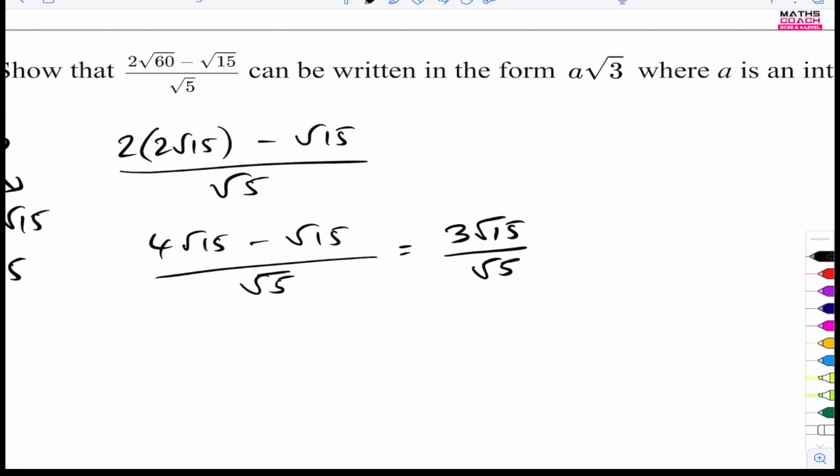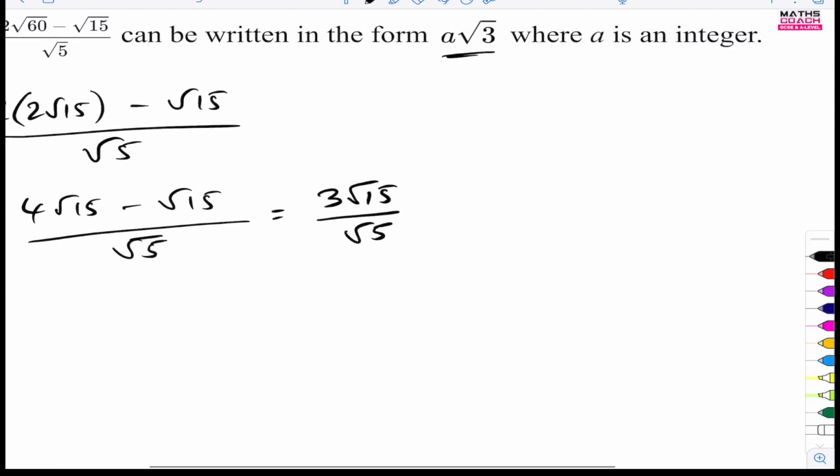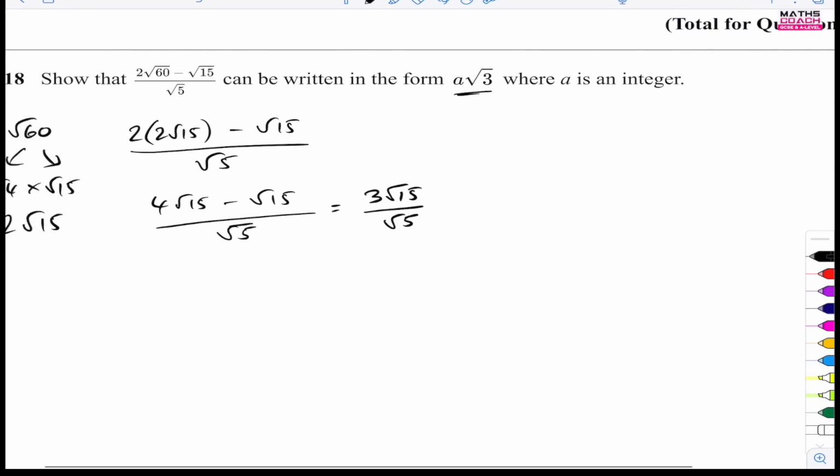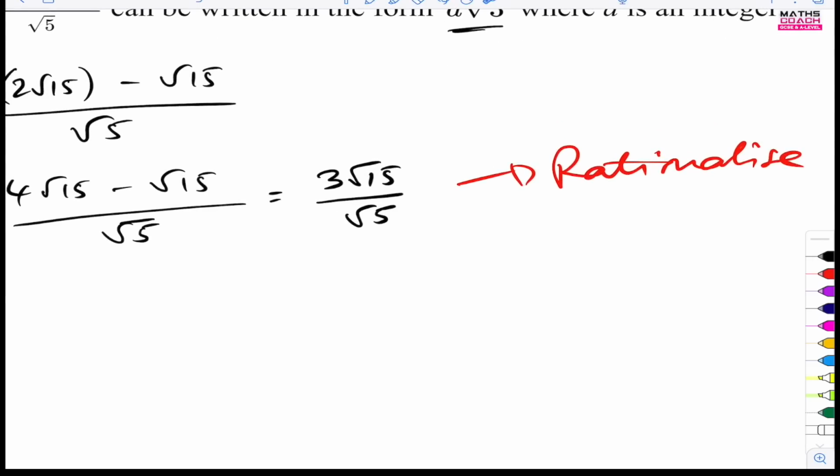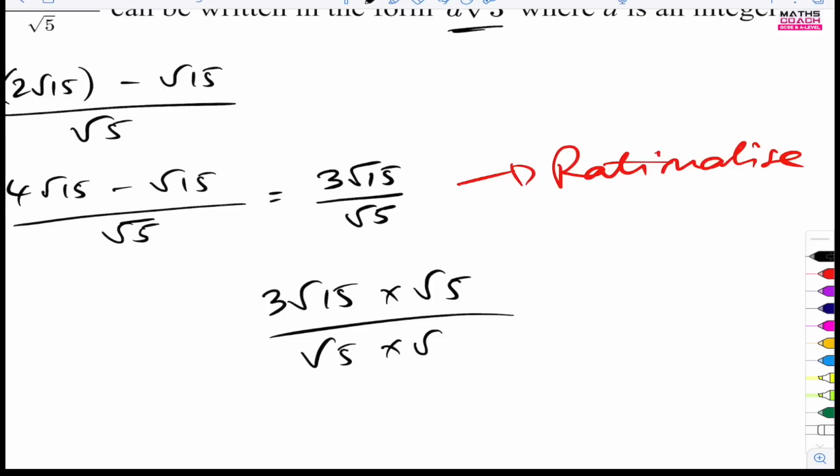Now, does it look like what the question wants me to have? No, it doesn't. We have root 3 in the question, and I have root 15 and root 5. So that means I need to do something else to this, and that something else is to rationalize. Now, if you remember what rationalizing is, I do have a video for this. I have lots of videos on surds, so do go and check that out. Rationalizing is to multiply the top and the bottom by the bottom denominator, in this case, root 5. So that would be 3 root 15 times root 5 over root 5 times root 5.